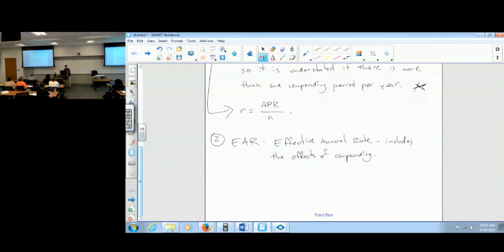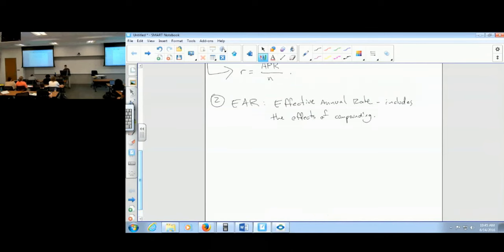It also has a formula definition and how it relates to the periodic effective rate and the annual percentage rate. The effective annual rate is equal to (1 + APR/N)^N − 1. All of those terms retain their prior definitions. So the APR is the annual percentage rate. The N is the number of compounding periods per year.